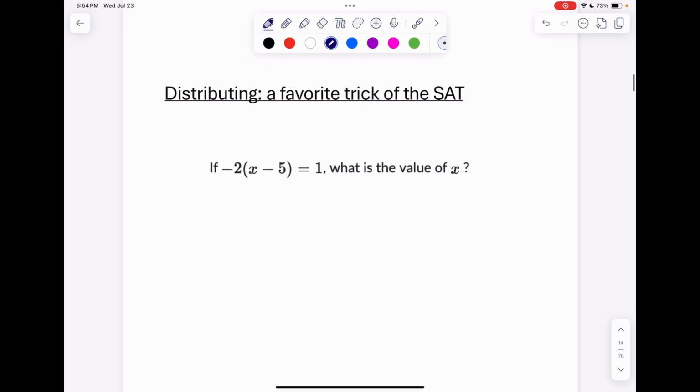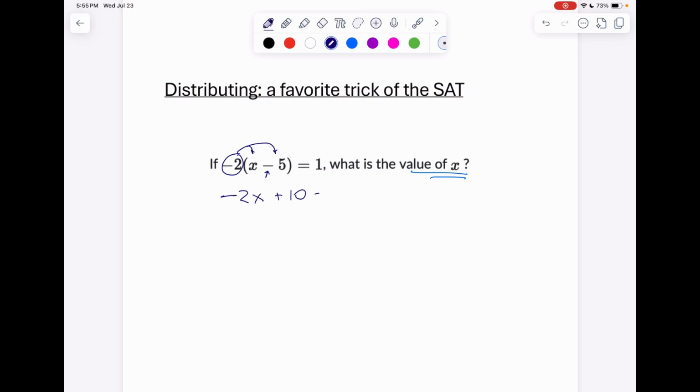Now, please remember distributing. It's one of the SAT's favorite tricks. If negative 2 times the quantity x minus 5 equals 1, what is the value of x? So we're looking for x. Again, you can pop this into Desmos or take that negative 2 and distribute it to both terms, right? Negative 2 times x and negative 2 times negative 5, we know we will get positive 10 equals 1, because a negative times a negative is a positive.